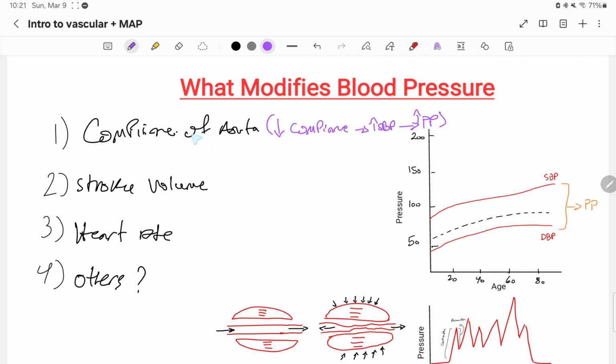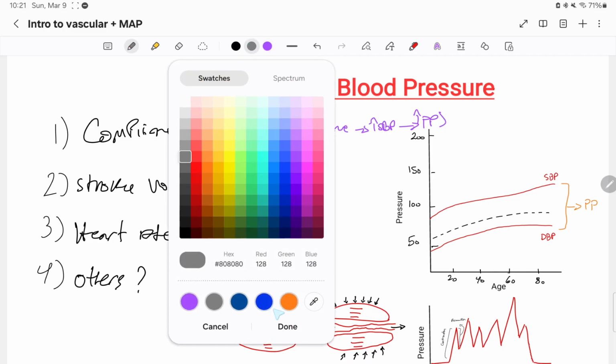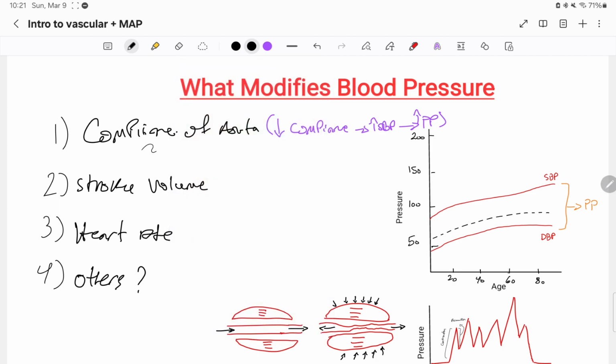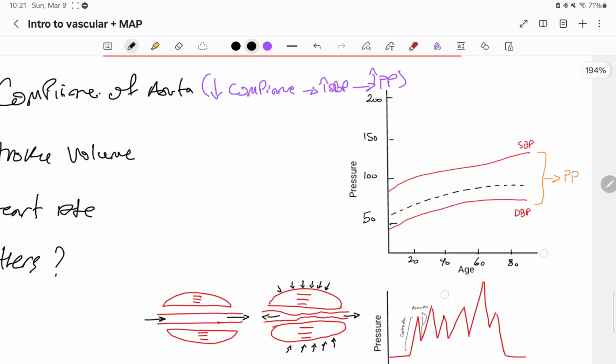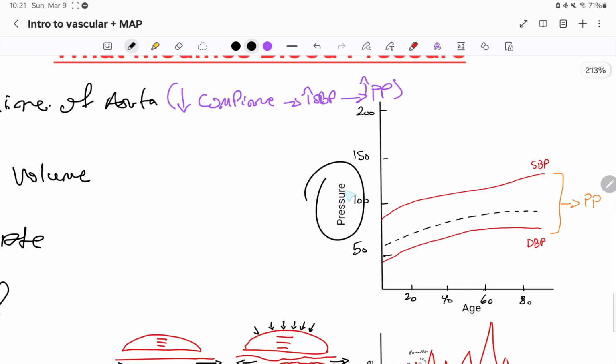Okay, well, in what scenarios would you see a lowered compliance of the aorta? As you age, the compliance of the aorta decreases. Here's a nice little graph here. We have pressure in millimeters of mercury over age, okay? And you can see that as your age goes from 20 to 40 to 60 to 80, your diastolic blood pressure remains pretty much the same. Your systolic blood pressure, though, sees an upwards trajectory.